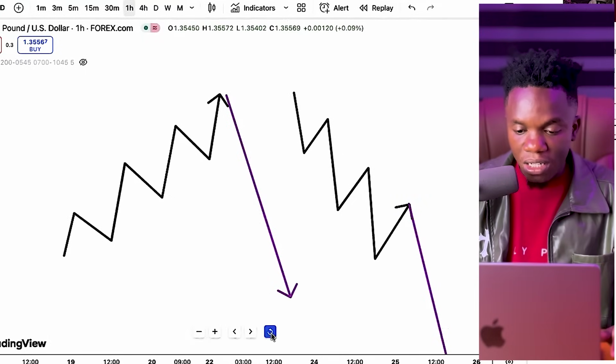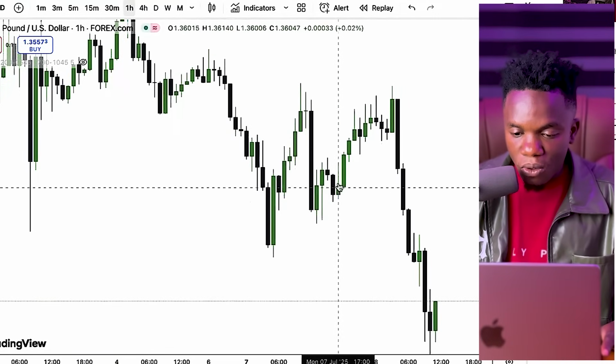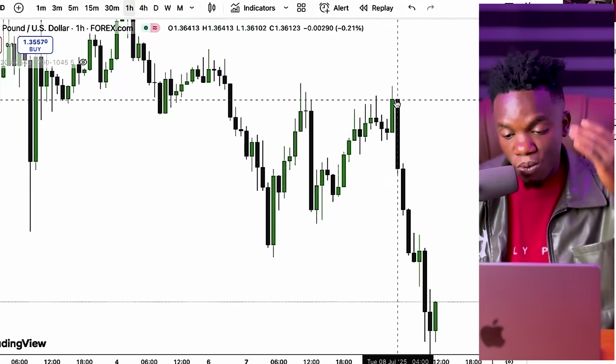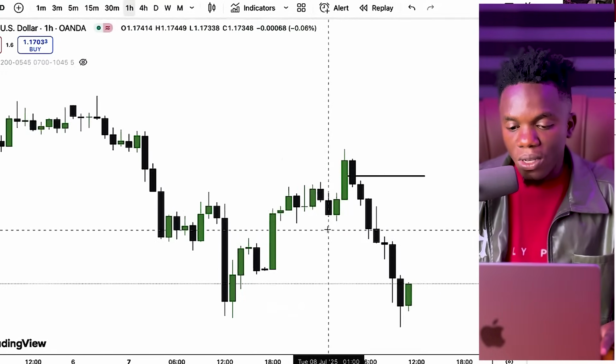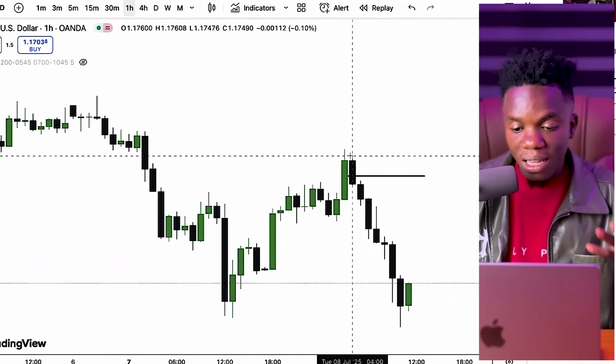For example, today's trade on this GBP US dollar. When we woke up this morning, you see how price was pushing to the upside. That was originally against the direction of the day because the direction went lower. The same thing for Euro USD. On Euro US dollar, you saw how price was moving upward like this. That was against the original direction of the day.